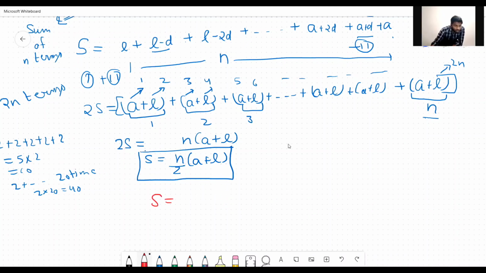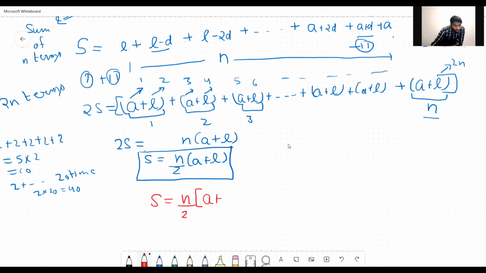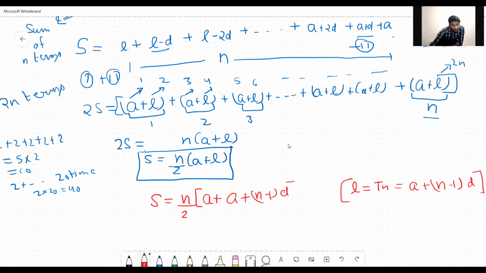What is this? S is equal to n by 2 (A plus L). And what was L? L was the nth term of the AP, n was the total number of terms, and we can write it as A plus (n minus 1)D. We have got S equal to n by 2 (2A plus (n minus 1)D). This is another formula we have got.